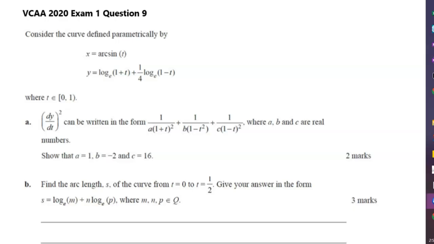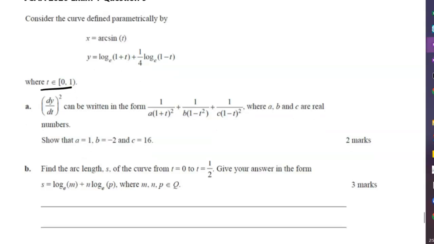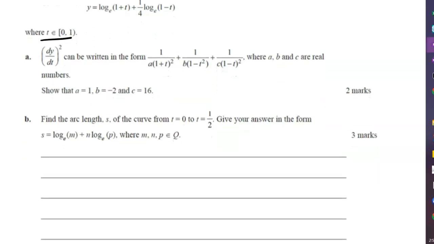So we have another example of parametrically defined curves. We have x equals arcsine of t, and we've got y equals log base e of in brackets 1 plus t plus a quarter log base e of in brackets 1 minus t. And we're told t goes in between 0 and 1, not inclusive of 1. So it says dy dt, all in brackets squared, can be written in this form here.